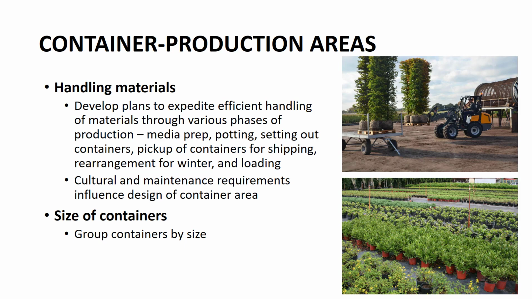The design of the area must also provide for the space needs of machines, especially transport equipment, used in the operation of the nursery. The cultural maintenance requirements also influence the design of the container area. Plants that have special requirements are best grown together in areas where their special needs can be met most efficiently. The size of containers is another parameter that affects the overall design of the container area. Containers are best grouped by size to aid in appropriate irrigation, ease of handling, and maintenance.